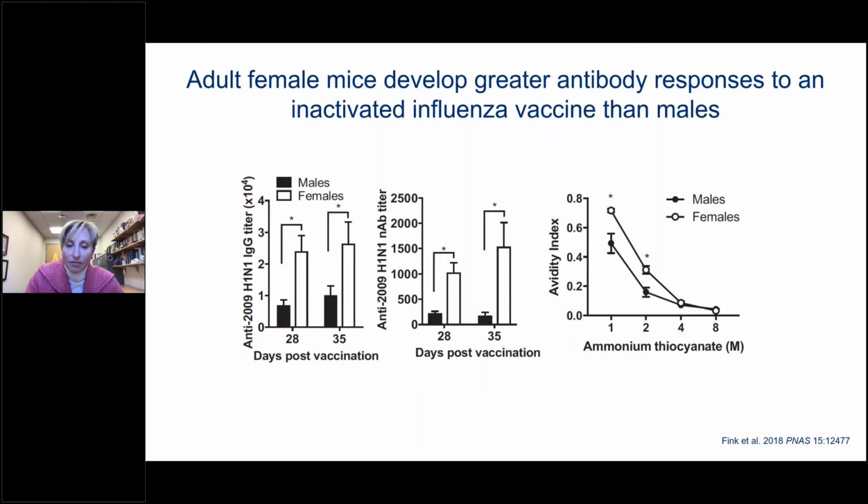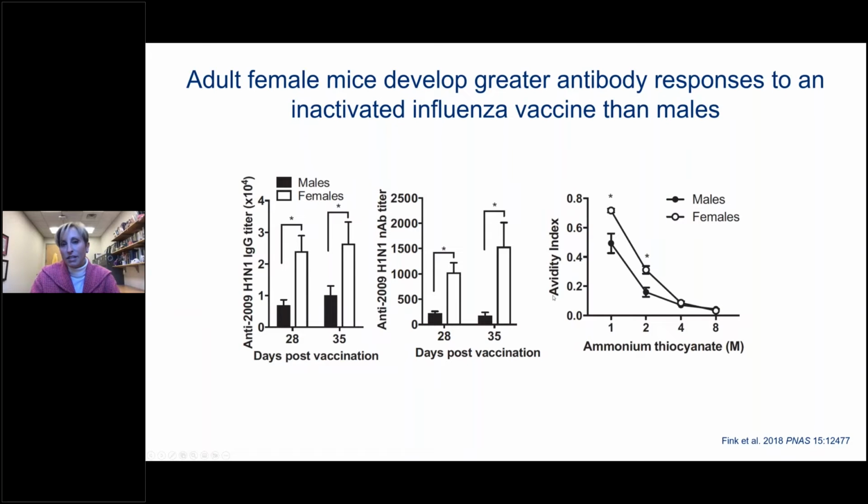We also find that females have greater immunity after vaccination. So if we vaccinate young adult male and female C57 black 6 mice intramuscularly with influenza, and we do this using a prime boost strategy, we find that females have greater IgG as well as neutralizing antibodies. So that's antibody that's going to neutralize or prevent virus from infecting susceptible cells.